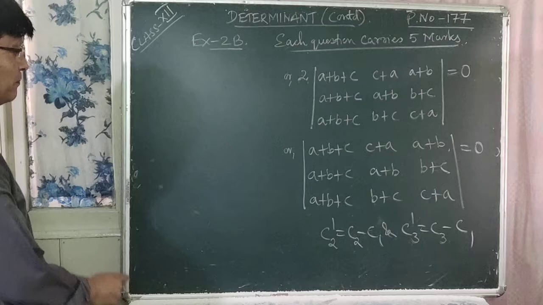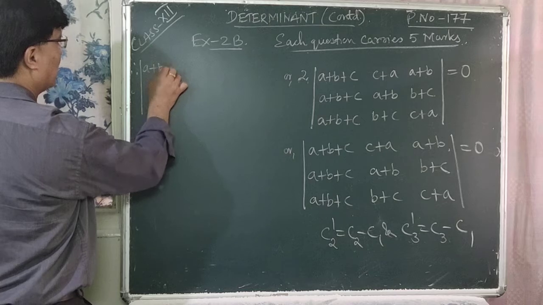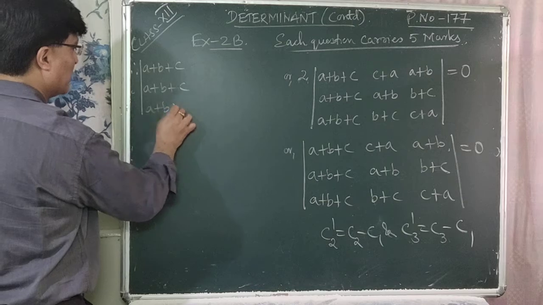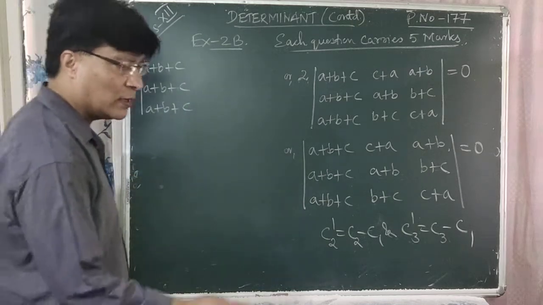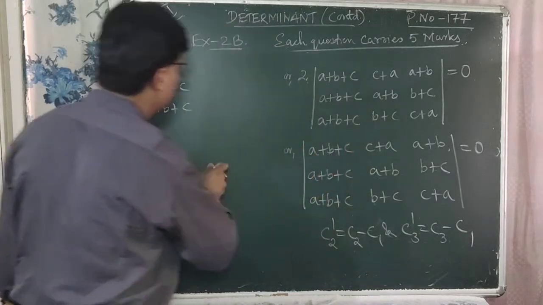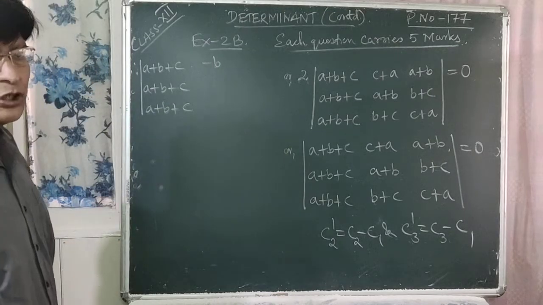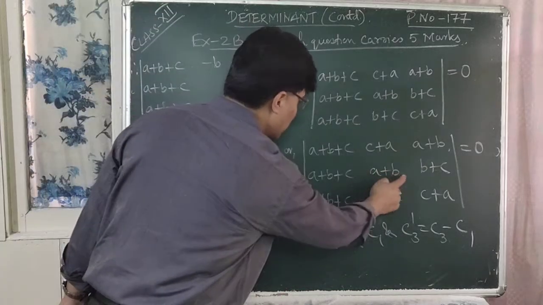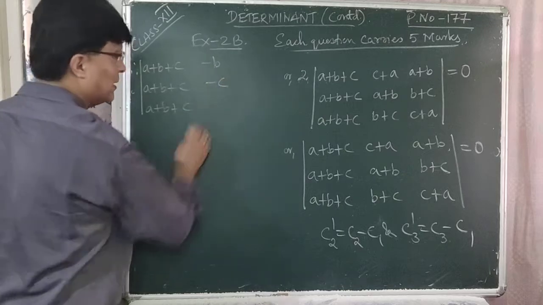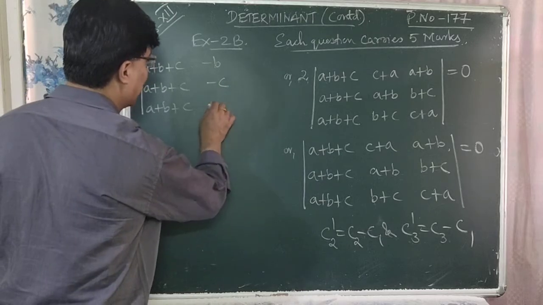The property here is C2 dash is equal to C2 minus C1 and C3 dash is equal to C3 minus C1 again, right? So now, therefore, the first column remains the same, A plus B plus C, A plus B plus C, this is also A plus B plus C, right? Now what is C2 minus C1? Column 2 is changing. C plus A minus C minus A minus B, so here it is minus B. Similarly, what will be the second element of the new second column? A plus B minus A minus B minus C, A, B gets cancelled, you will get minus C. And next one, B plus C minus A minus B minus C, B, C gets cancelled, you will get minus A.